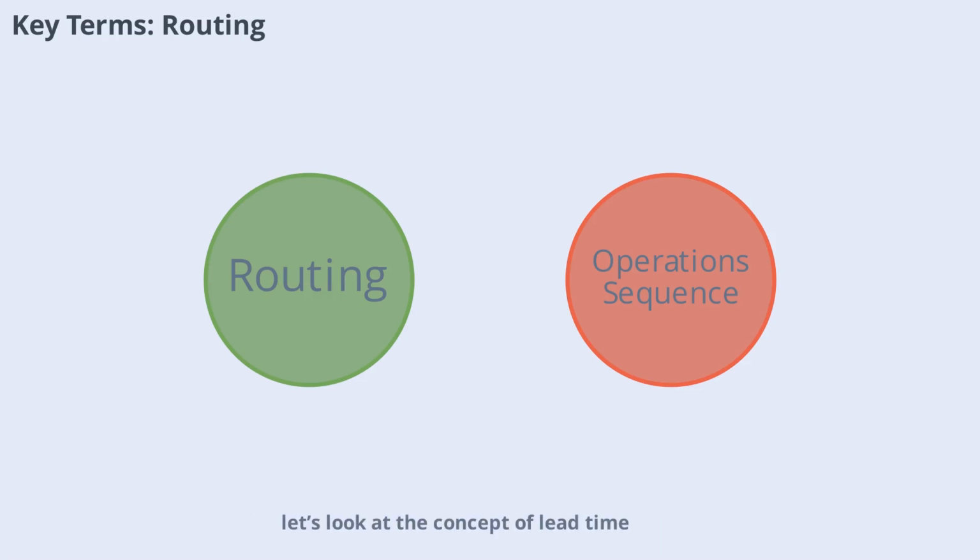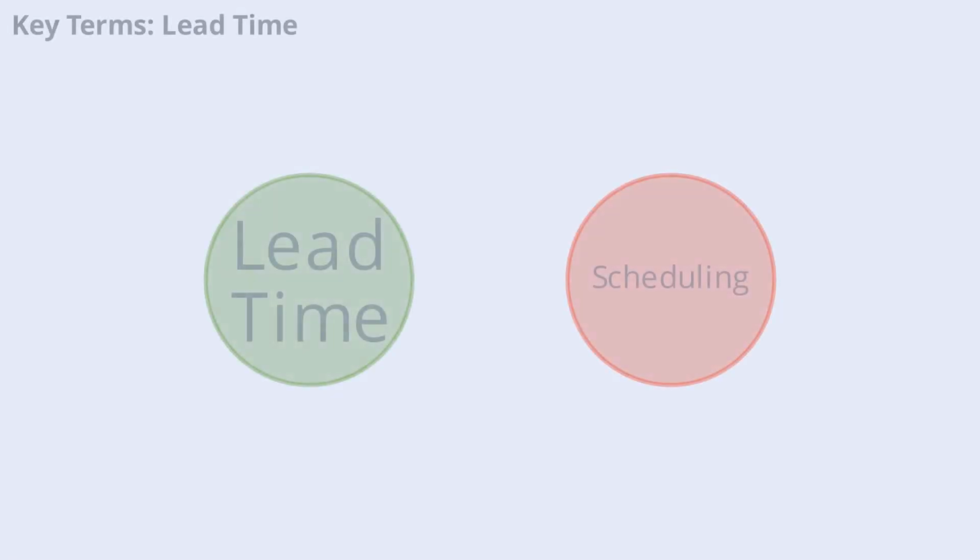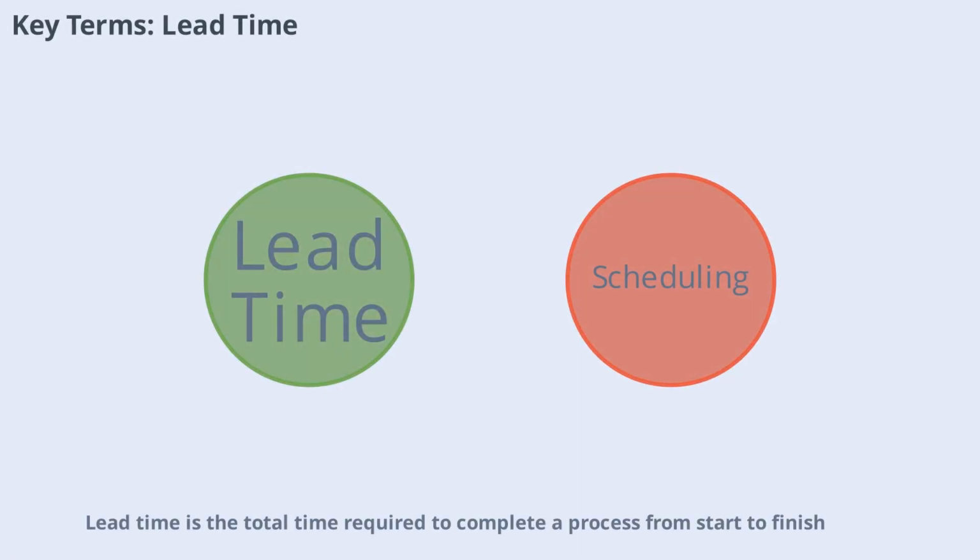Now, let's look at the concept of lead time. Lead time is the total time required to complete a process, from start to finish. In CRP, understanding lead times helps planners schedule tasks and ensure that products are delivered on time. Lead times can be affected by machine availability, labor, and the complexity of the production process. By monitoring and managing lead times, companies can improve on-time delivery and customer satisfaction.